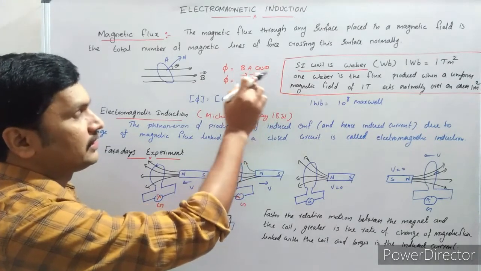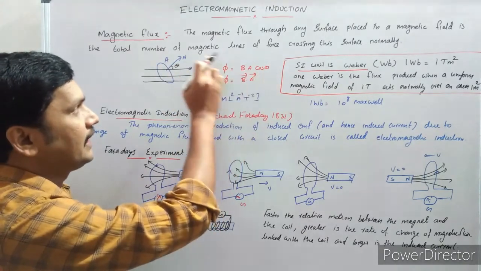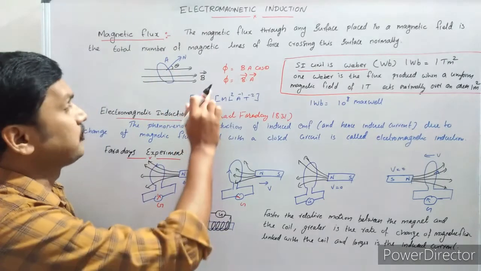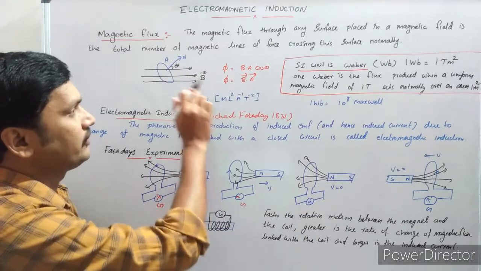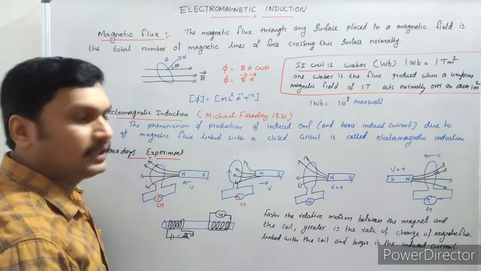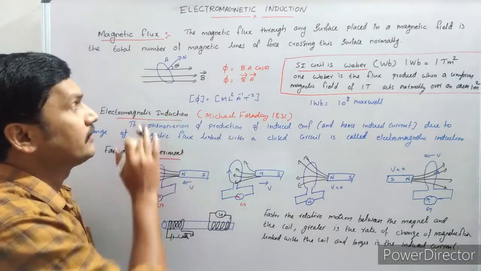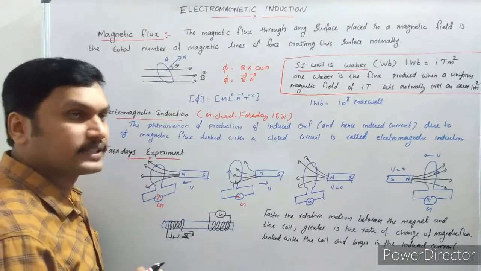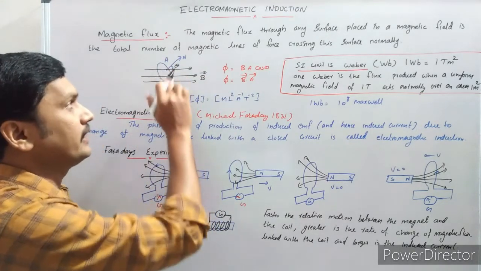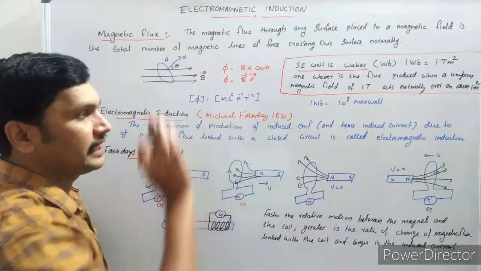B A cos theta. B is the magnitude of magnetic field, A is the area, and theta is the angle between the normal to this area and the magnetic field. So we can write the flux as the dot product between the magnetic field vector and the area vector: phi is equal to B dot A. Here area is taken as a vector because the direction of area is very important, which decides the magnitude of magnetic flux. The direction of area is in the direction of the normal.